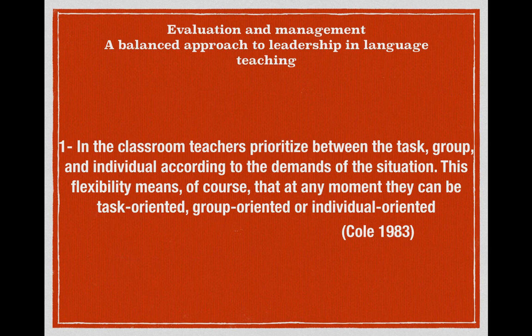And there are 4 ways you can adopt this contingency approach. This is the first way, based on Cole 1983. I repeat it again. In the classroom, teachers prioritize between task, group, and individual according to the demands of the situation. So in each situation, you can prioritize something. You can prioritize the task. Another time you can prioritize the group work. Another time you prioritize the individual work, and so on and so forth. Okay? Another time you prioritize the national syllabus, and it goes on like this.